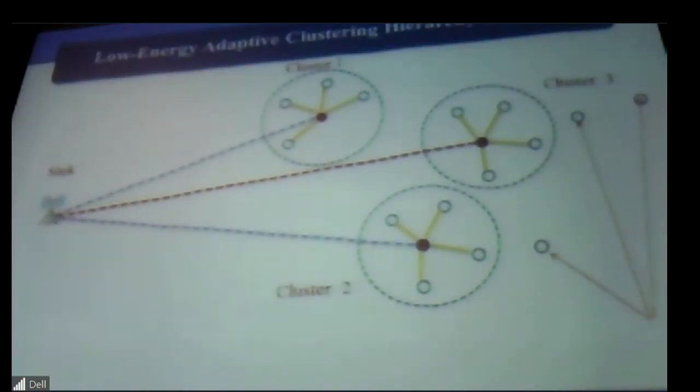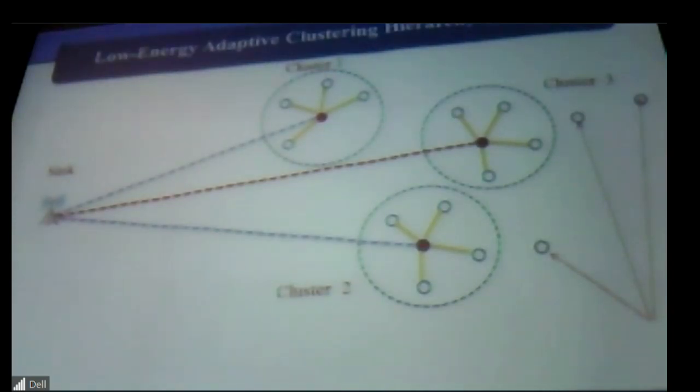Yeah, but just to clarify, you want still one hop to the base station, or doing multi-hop over several clusters? I will do multi-hop, because single hop does not work anymore.